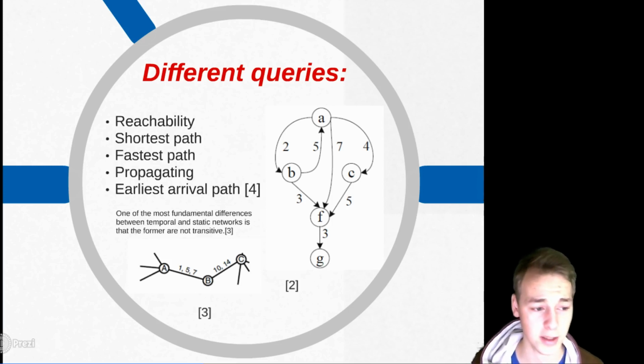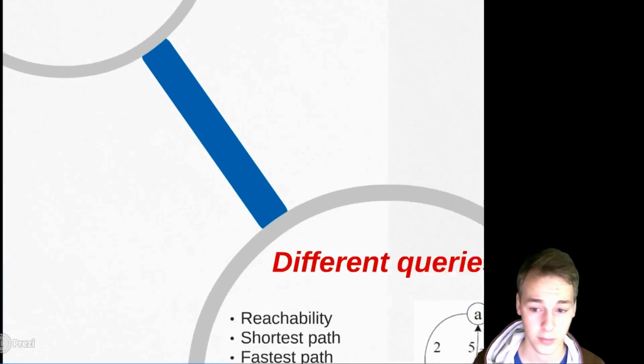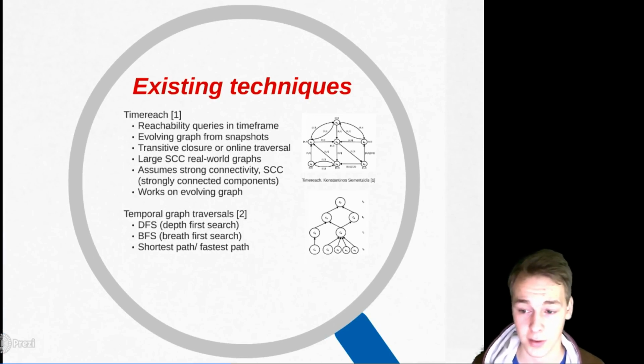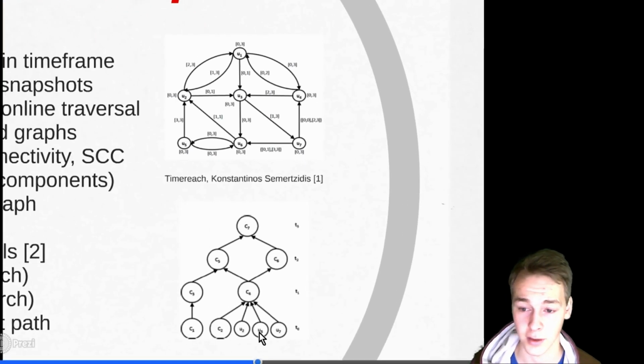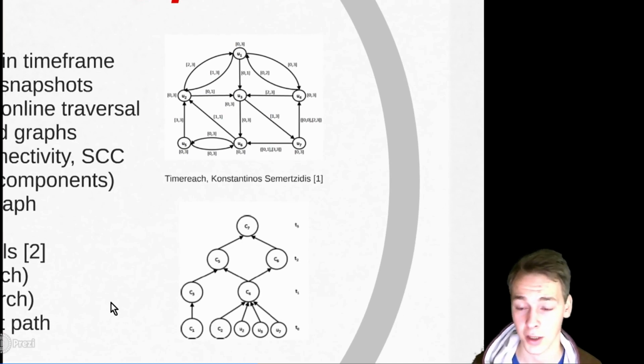So yeah, you can think of lots of different queries with this time dimension. That's also what I have done. A couple of existing techniques, because some parts of these have already been explored to a certain extent. Time Reach is a paper that talks about reachability queries in a time frame. They look if certain nodes are connected in a certain time frame, and they use strongly connected graphs, so graphs with a lot of connections, to do this efficiently.